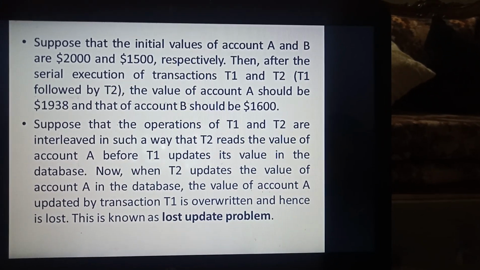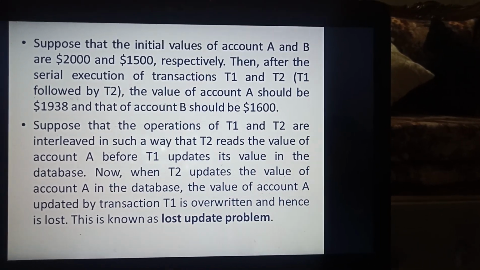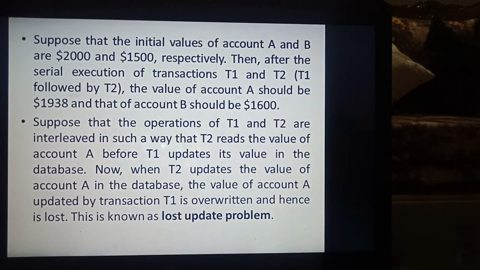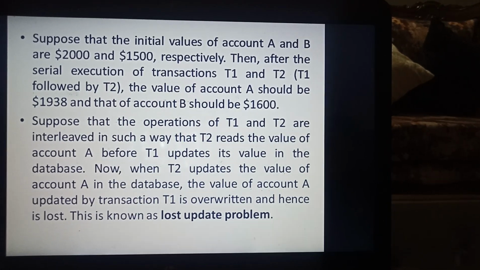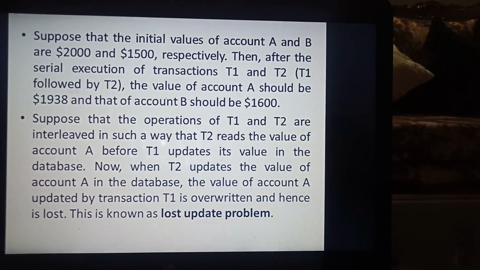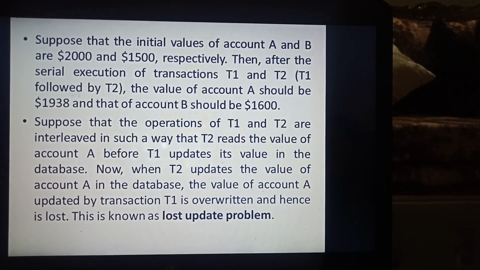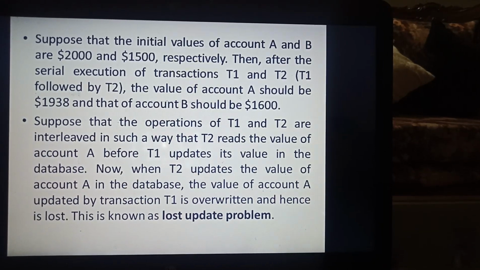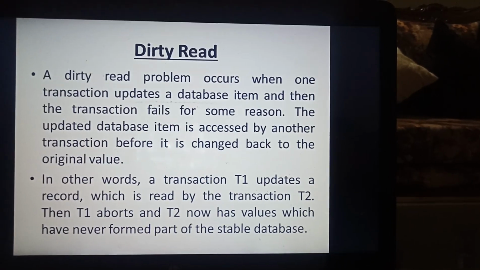नाउ when T2 updates the value of account A in the database, the value of account A updated by transaction T1 is overwritten and hence is lost. तो इसका मतलब T1 ने अपडेट करे डेटाबेस में, उससे पहले T2 ने वैल्यू को अपडेट कर दिया डेटाबेस में, तो फर्स्ट अपडेट की जो वैल्यू है दैट इज ओवररिटन एंड हेंस इज लॉस्ट. दिस इज नोन एज लॉस्ट अपडेट प्रॉब्लम.